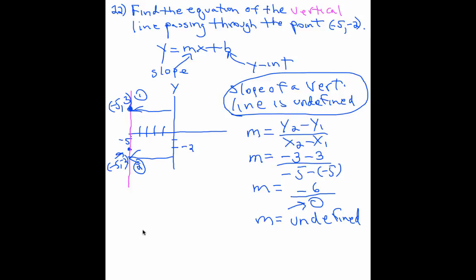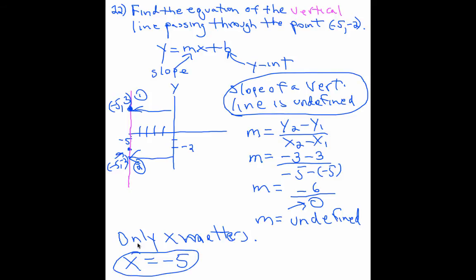Furthermore, if we look at that vertical line, we see the only thing that matters is the x. The y's don't matter because no matter what the y, the x is still negative 5. So the only thing that matters is the x. Only x matters. Well, since only x matters, our equation will only have x's in it. So we can therefore write x equals negative 5. And that is the answer.